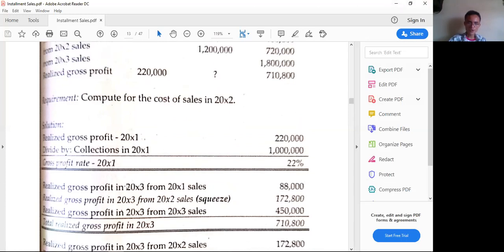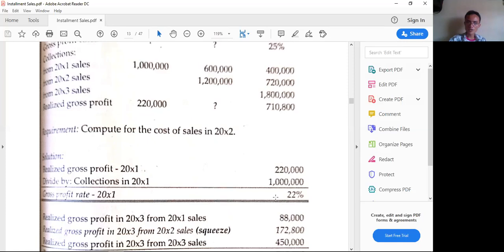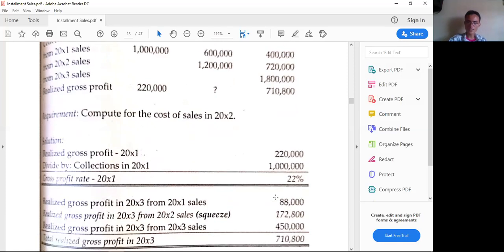And then for the 20x2 sale collections in the year 20x3, it's not given yet. And then what we can do is that it's going to be squeezed. There is a term in accounting which is squeeze, in which we're going to get the figures in between. It's like squeezing the juice of a lemon for us to make lemonade. That's the concept. So getting the figures in between, or the working back method for mathematics, or other ways of saying it.